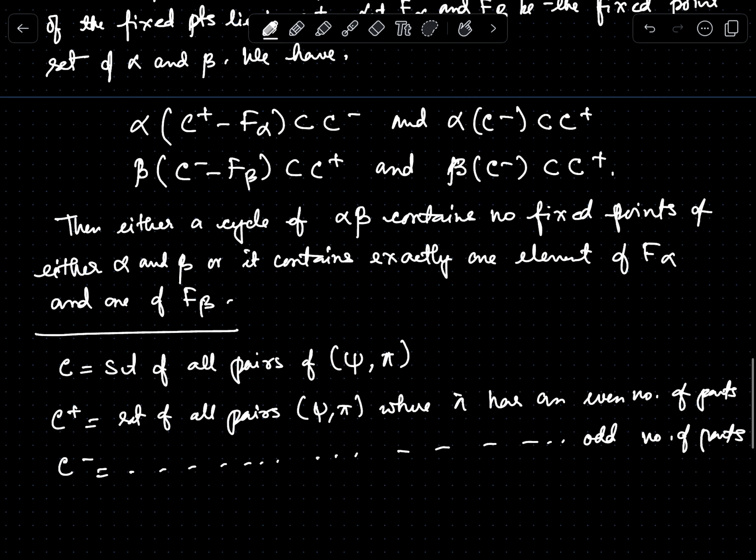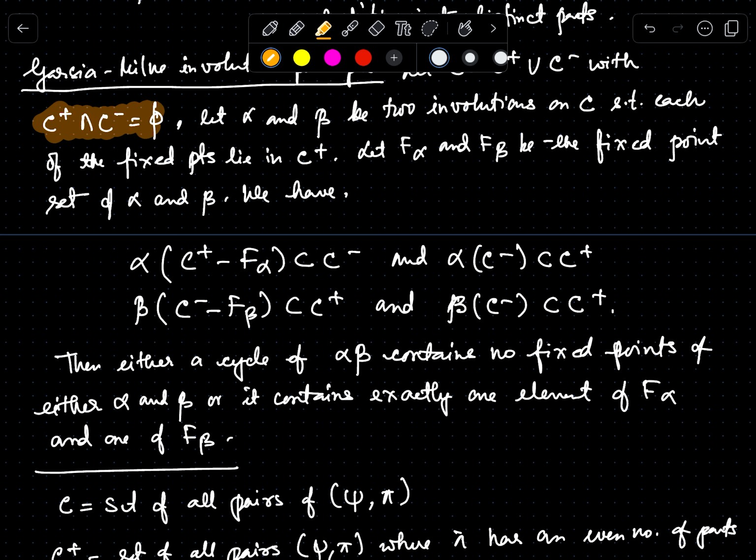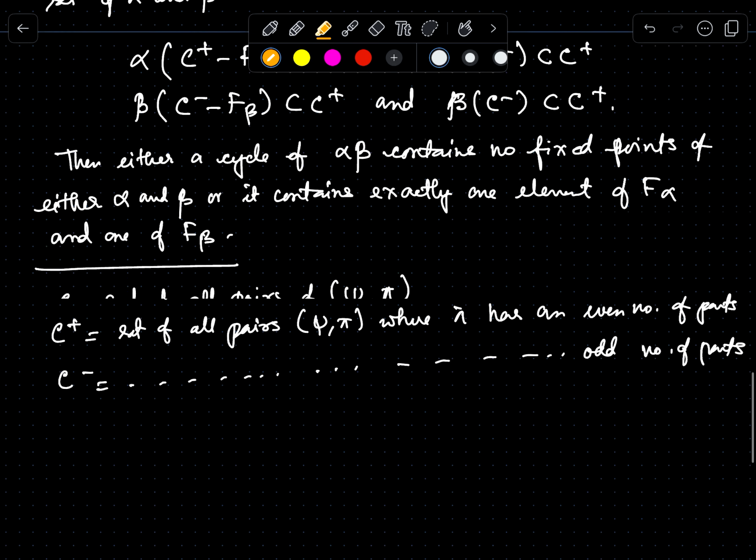So the first condition in our involution principle, which was that C plus intersection C minus should be empty, is satisfied. Also, you need C such that C plus union C minus equals C, and it should be disjoint. So this is fine.